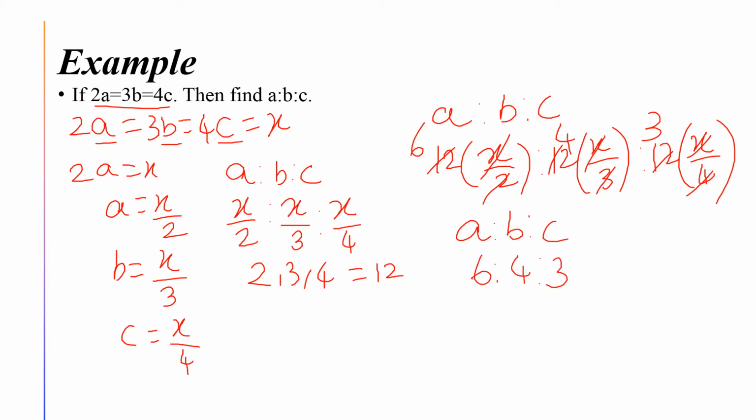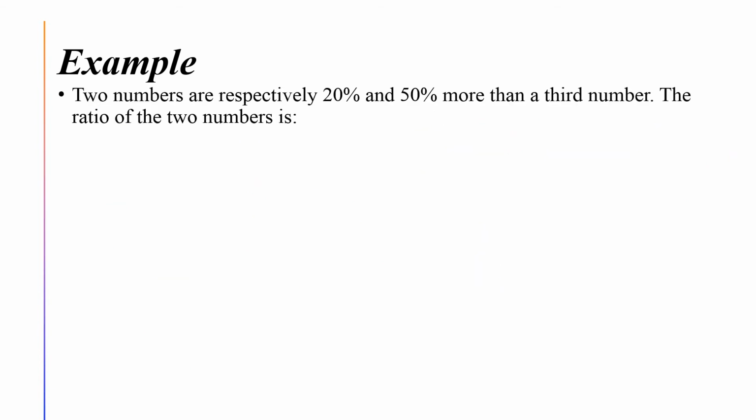Next, we move on to the next problem. In this problem, they ask you to find the ratio of two numbers and they give the value in terms of percentages. The values of the first two numbers are 20% and 50% greater than a third number. So we have to assume the third number as x.